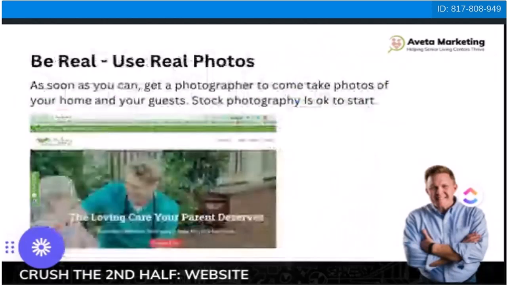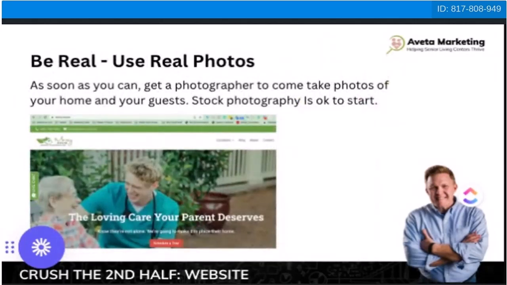We talked about it in our 12 critical steps, but this is what you should aspire to if you're not there yet: you want to use real photos. Do the best you can to get a photographer out to take photos of your home and your team. Again, we're using the Mercy House homepage. This is Preston, one of their caregivers, with one of the guests, right?